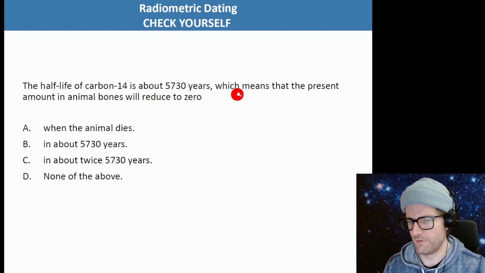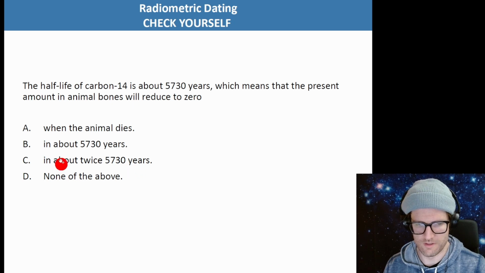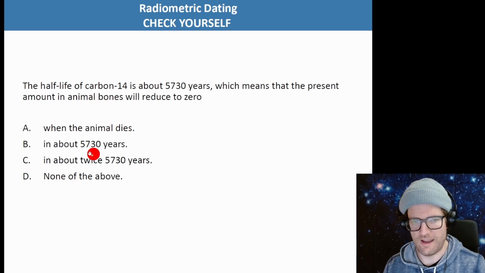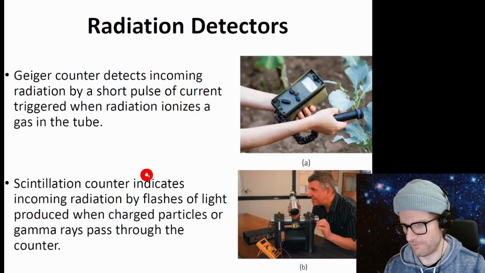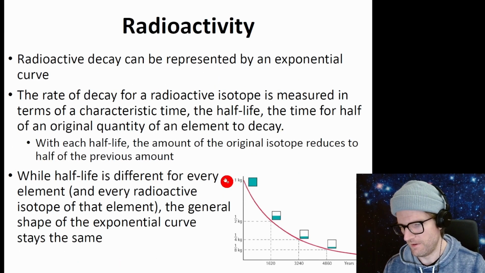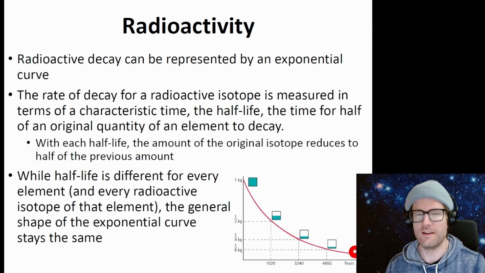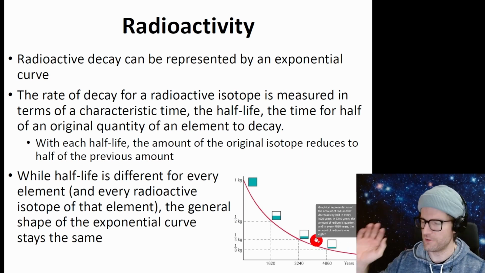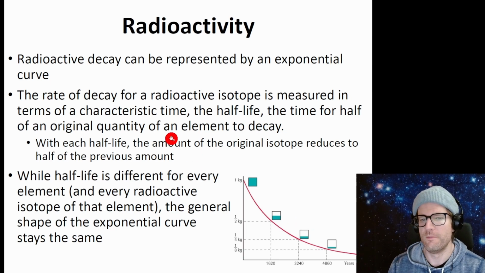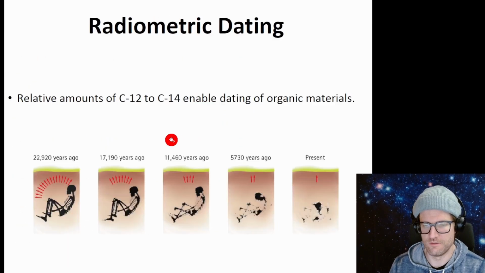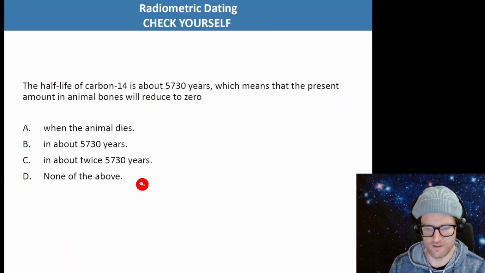There we go. Which means that the present amount in animal bones will reduce to 0. Well, when the animal dies, no, it'll keep decaying after the animal dies. In about 1 half-life, it'll be about half. In twice a half-life, it'll be a quarter. So it actually never gets to 0. If we look at this graph here, it never actually gets to 0. In reality, eventually it'll get to 0 in a super, super long time, but for all intents and purposes, it doesn't. So it's none of the above.